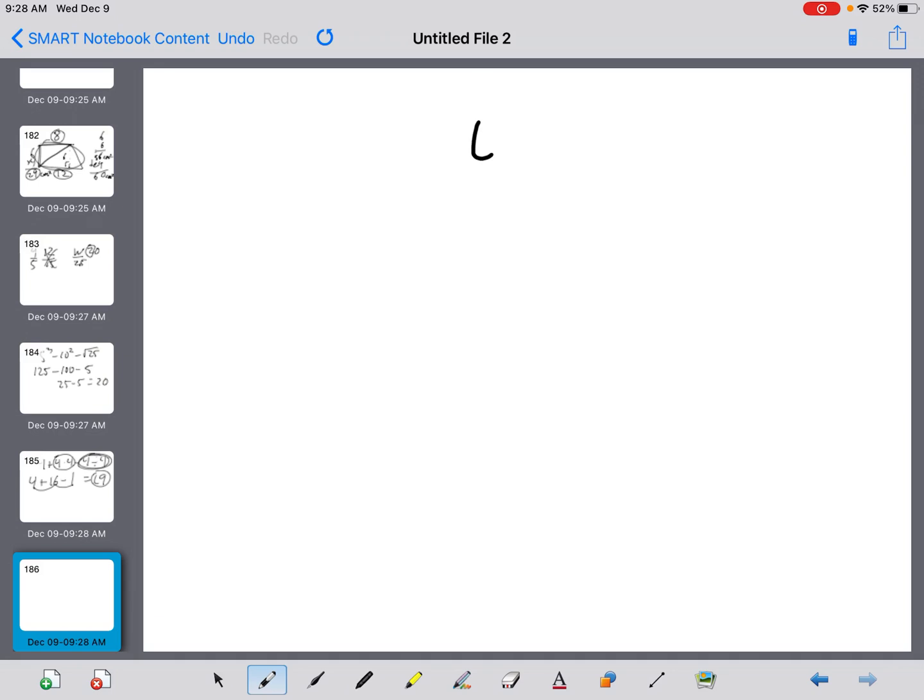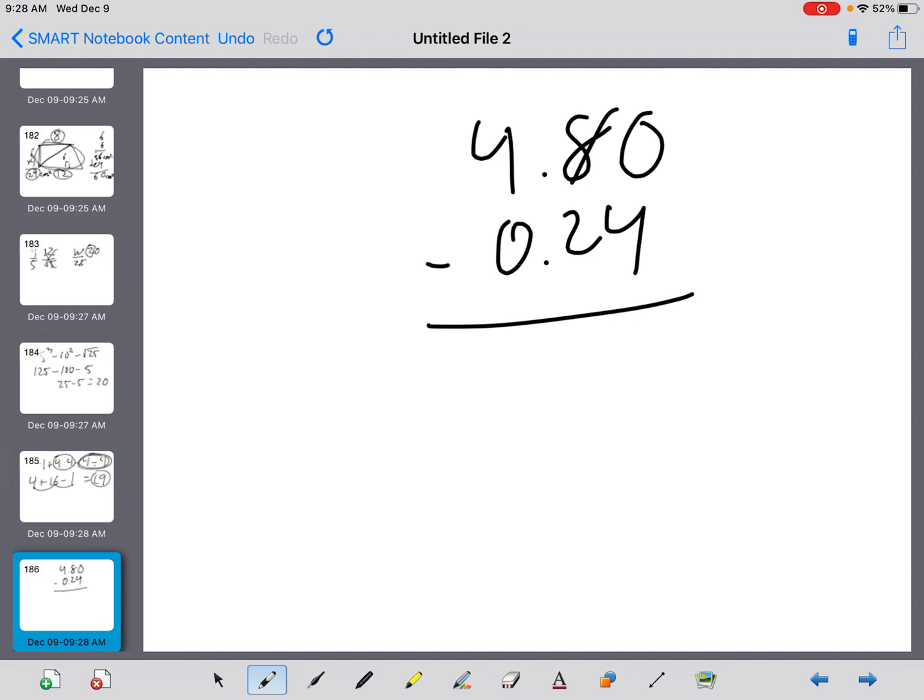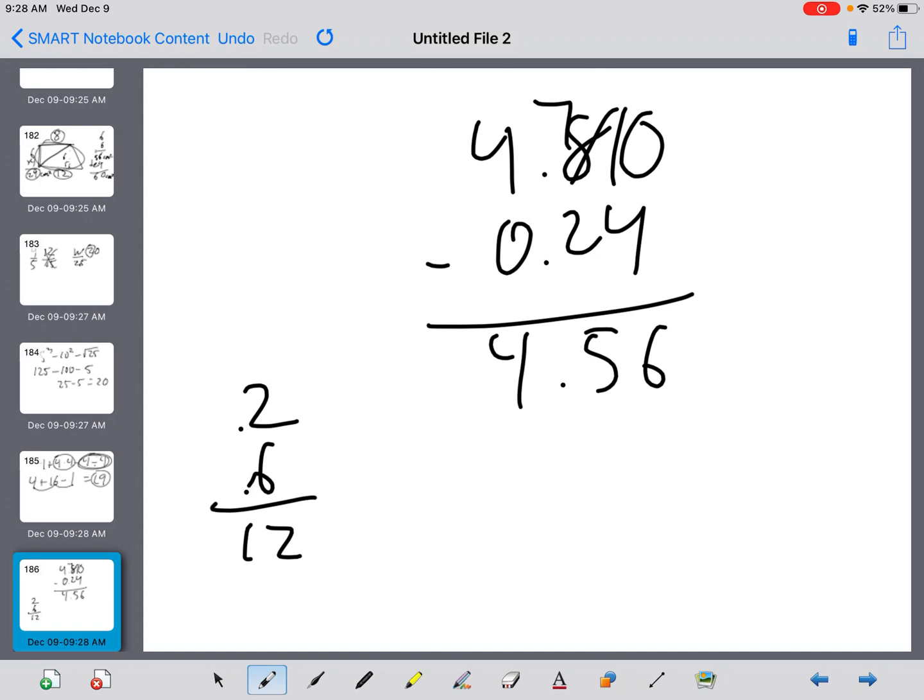Number 22, I have 4.8 on the top minus 0.24. Have to add a 0. Cross it. 7, 6, 5.4. On the bottom, I have 2 times 6 is 12, but it's 1, 2, 1, 2, so it's 1, 2, 1, 2. Now I have the division.